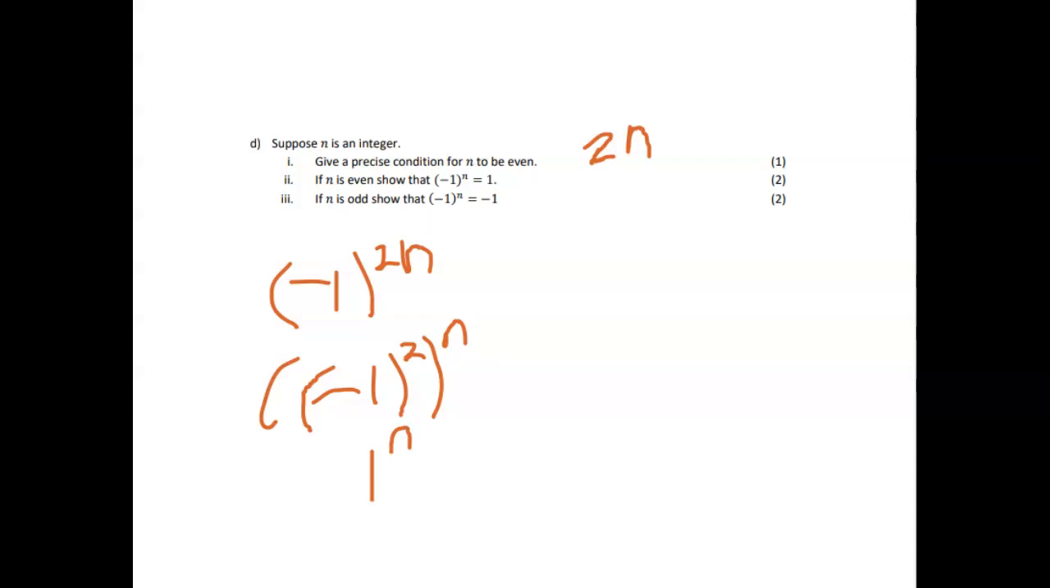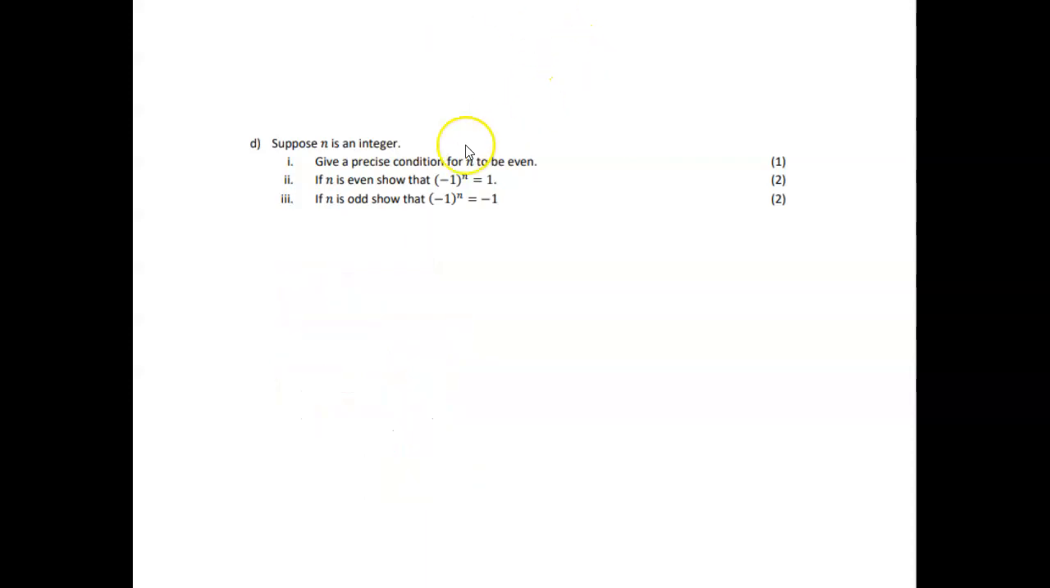Now 1 to the power of n is equal to 1, because think about it: 1 to the power of any integer, say 5, is 1 times 1 times 1 times 1 times 1, which is 1. So no matter what, this answer will be 1. Therefore, you showed that this is equal to 1. Done.